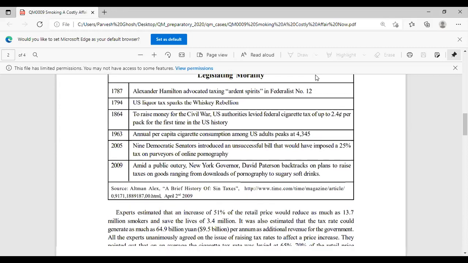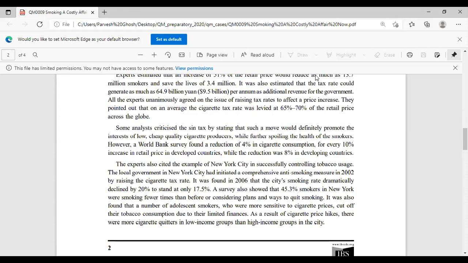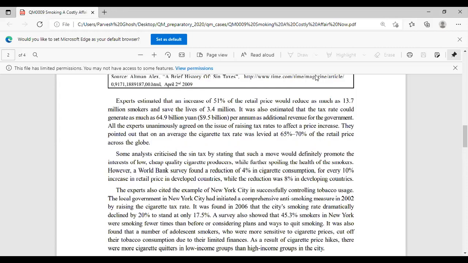Okay, so now what next? What is happening in the case? Experts estimated that an increase of 51% of the retail price would reduce as much as 13.7 million smokers and save the lives of 3.4 million. Even people die of smoking due to lung cancer, right?